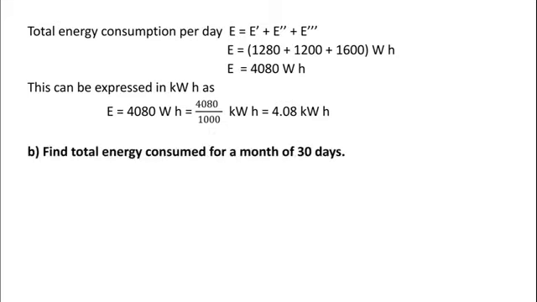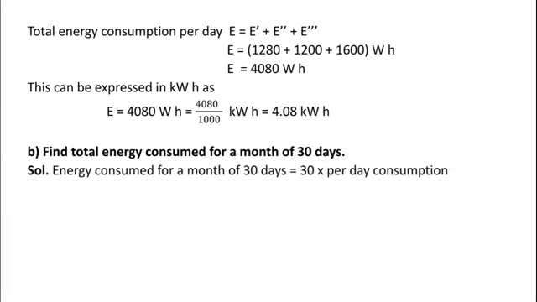Now the second part we have, find the total energy consumption for a month of 30 days. Now in this part it is clear that this much is the amount of energy consumed per day. If we have to calculate the energy consumption for a month of 30 days, then what we do? We just multiply this much energy by number of days. So it can be written as energy consumed for a month of 30 days equals to 30, that is number of day, into per day consumption. Now it can be written as 30 into E, that is per day consumption.